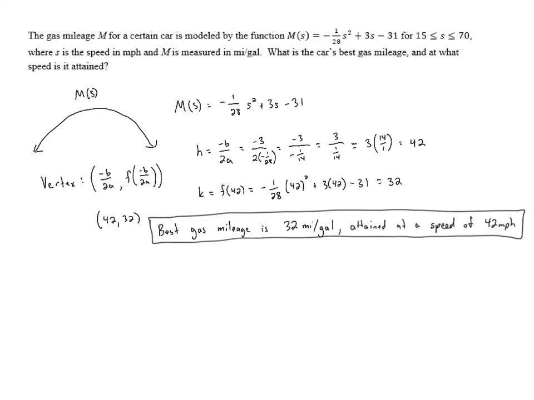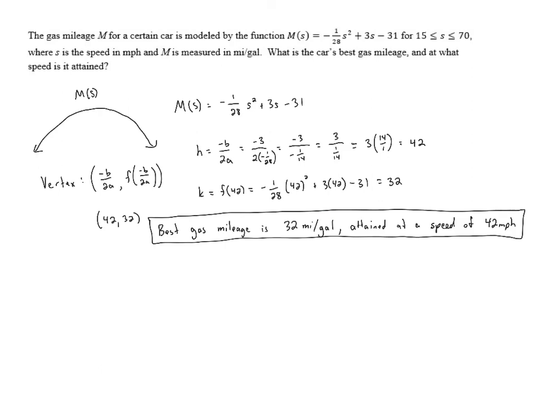So we know that our engine is going to be functioning at an optimal level if we're going 42 miles an hour, and we're going to end up getting a gas mileage of 32 miles per gallon. If you've ever seen a car commercial that talks about gas mileage, and it says something like, oh, 32 miles per gallon is the gas mileage in a city, you might see city gas mileage. That doesn't mean that everywhere they get 32 miles per gallon.